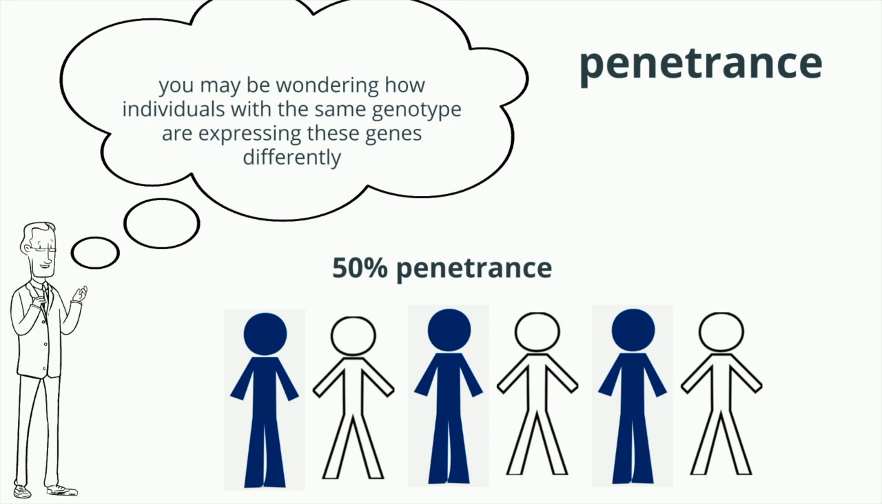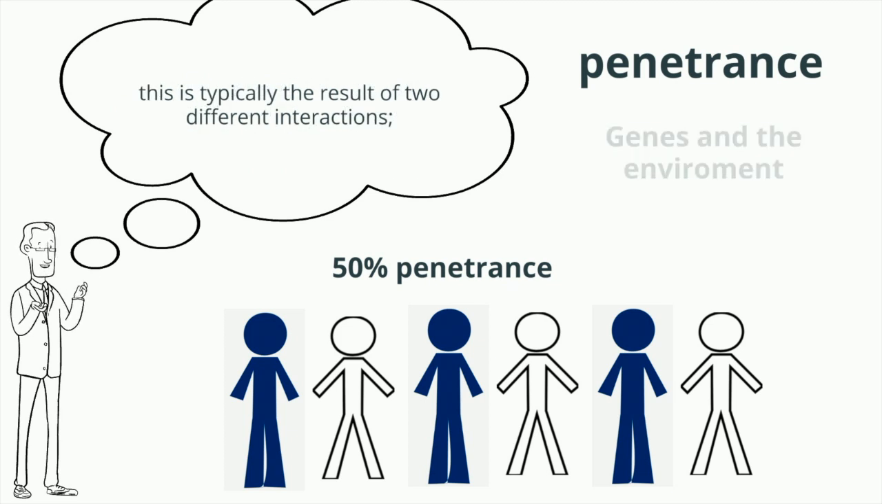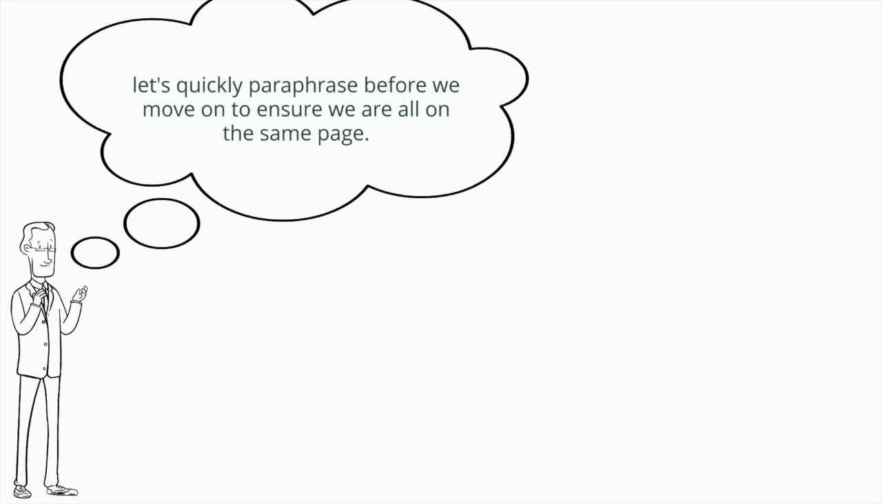You may be wondering how individuals with the same genotype are expressing these genes differently. This is typically the result of 2 different interactions: genes and the environment, as well as the gene of interest and other genes. Let's quickly paraphrase before we move on, to ensure we are all on the same page.